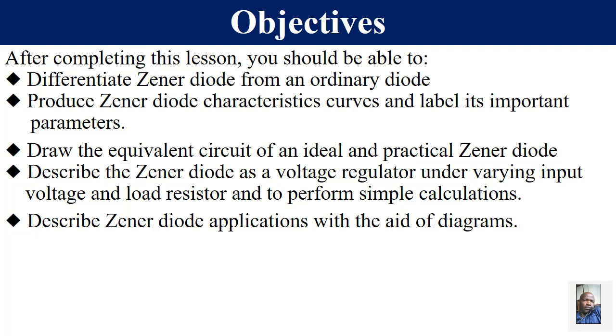Objective number 4, you must be able to describe the Zener diode as a voltage regulator under varying input and varying load, and to perform simple calculations. Guys, I can say that is the most important objective which you must be able to do, and examiners like it. Then obviously you must be able to describe Zener diode applications with the aid of circuit diagrams.